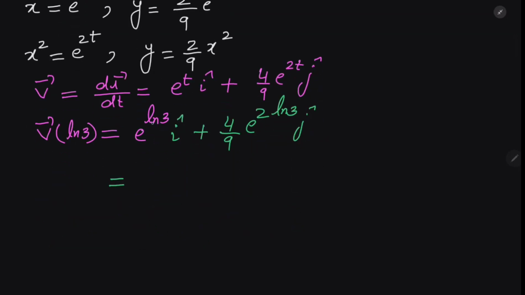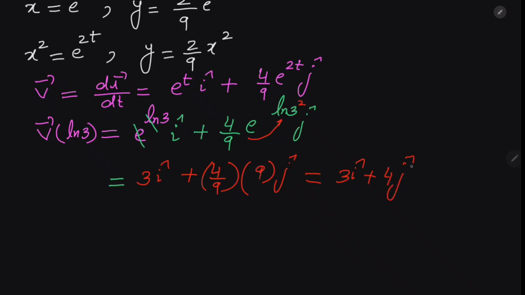Exponential and natural log will be cancelled from here. We do not write the cancellation, but you know that anti-log and log cancel out. So we have 3i plus 4 over 9, and this 2 can be written in the power. Exponential and natural log will be cancelled out, so we get 9j. 3i plus 4j. That is the first answer for velocity.